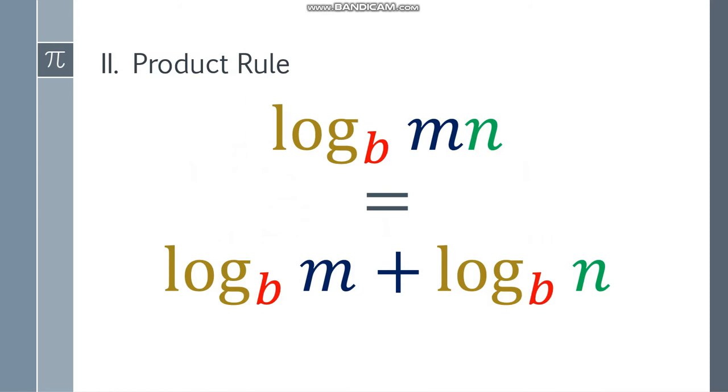Let's have the next one, product rule. What if we have in the equation log base b of m plus log base b of n? For this one, they have the same base and you want to add the two logs. So how to simplify that one? You can multiply the arguments to each other. So that will be log base b of m times n, if and only if their bases are the same and it's a plus sign.